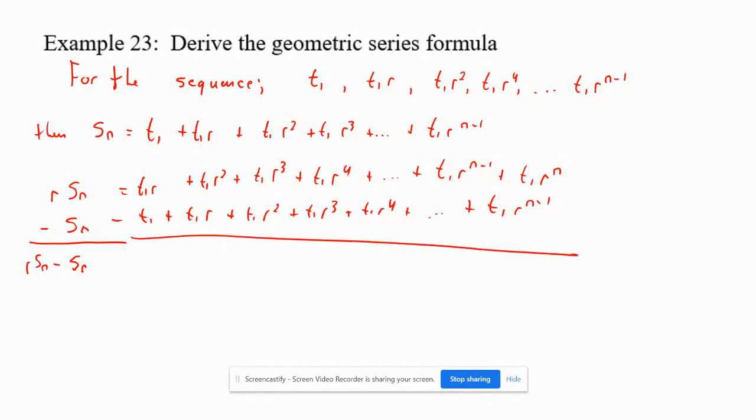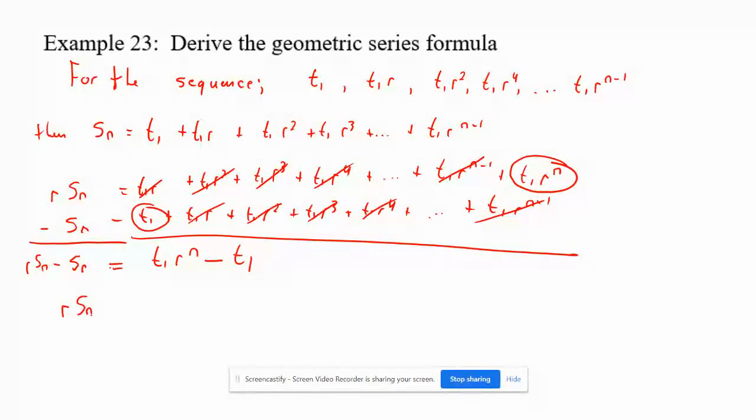So the idea, guys, if I'm subtracting these two equations here, we'll have T1R minus T1R. So those guys disappear. T1R squared minus T1R squared, those guys disappear. These two disappear. These two disappear. These two disappear as well. The only ones that I have left is this term and this term. So I have T1R to the n minus T1. So guys, I'm just going to rewrite this again. We have R Sn minus Sn equals T1R to the n minus T1.